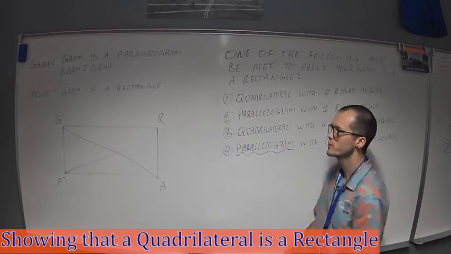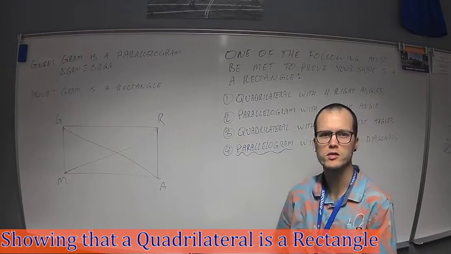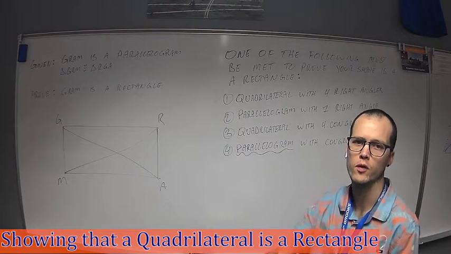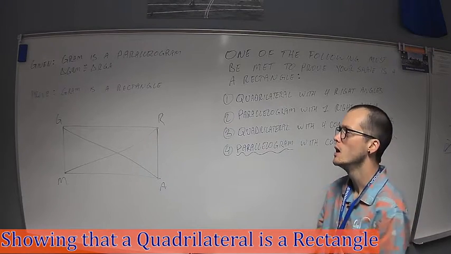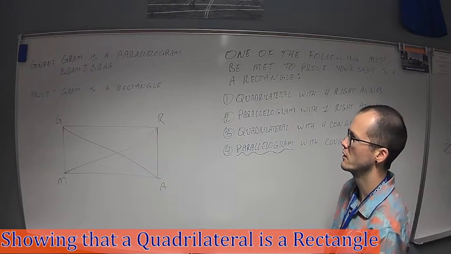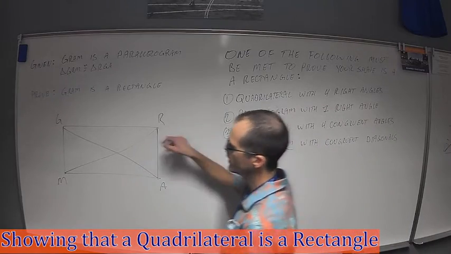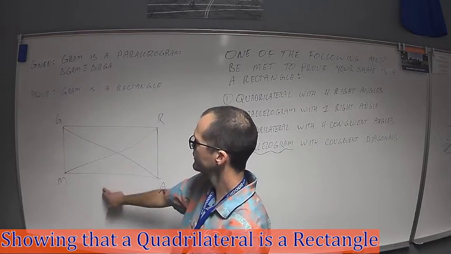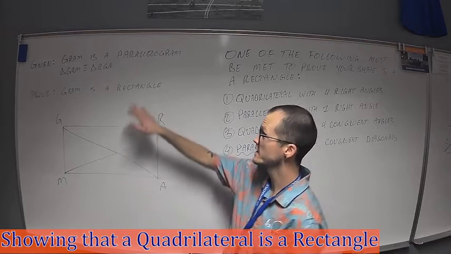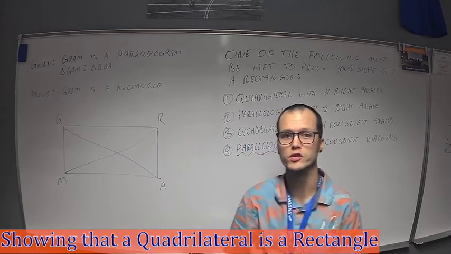Okay, let's talk about this proof. Just like last time, I'm not interested in the two-column proof. I just want to talk through it. I want to become convinced that this stuff is true by looking at pictures and maybe talking about it a little bit. So we have this figure here. It's named GRAM, G-R-A-M. It appears to be a rectangle. Our task is to show that it's a rectangle, but we don't actually know that it is yet.